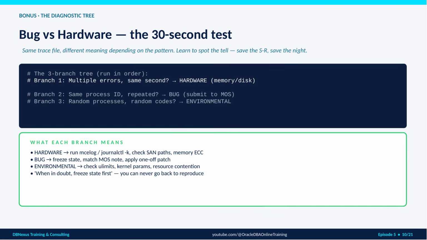Branch 3, random processes, random codes, random times. That's environmental: kernel parameters, ulimits, resource contention. Check the environment first. And here's the rule that saves you every time. When in doubt, freeze state first: system state dump, hang analyze. You can never go back to reproduce.